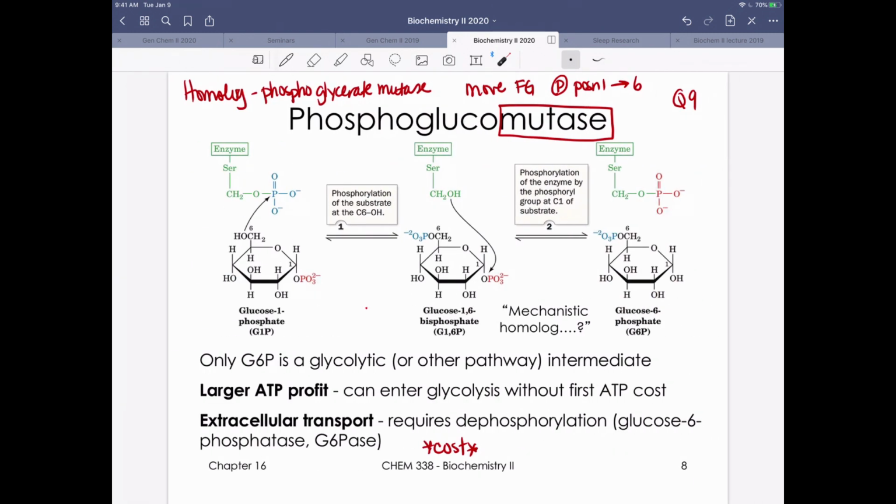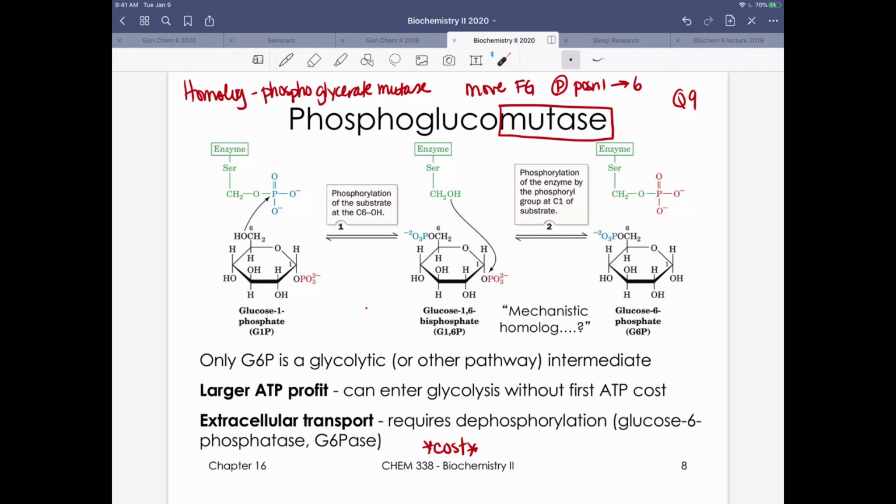Last piece here is thinking about this concept that we've made a lot of G1P and we need to convert it into G6P, because that is the branch point metabolite. So phosphoglucomutase is responsible for that. Some homologs that we've seen: we had phosphoglycerate mutase, one of those enzymes in glycolysis that interconverted 2-phosphoglycerate and 3-phosphoglycerate. Again, moving functional groups. It's basically going to move the phosphate from position 1 to position 6.